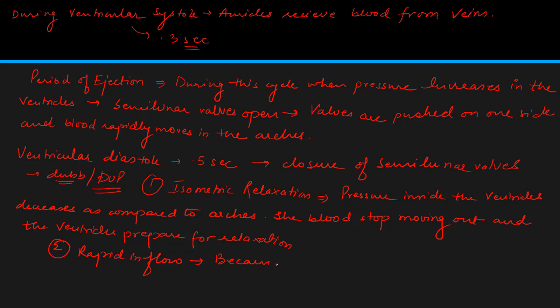because of low pressure in ventricles, then atria. The first filling of ventricles was slow. This is rapid filling. Rapid filling of ventricles produces S3 heart sound.